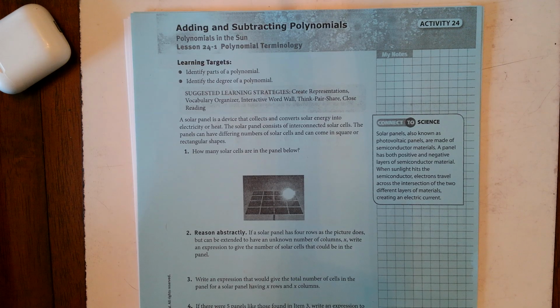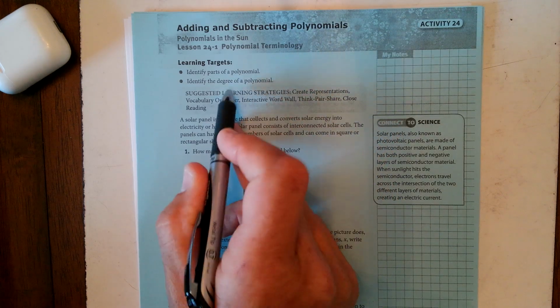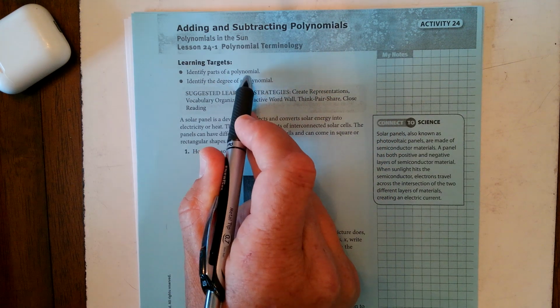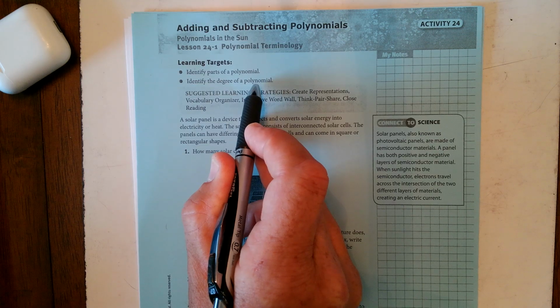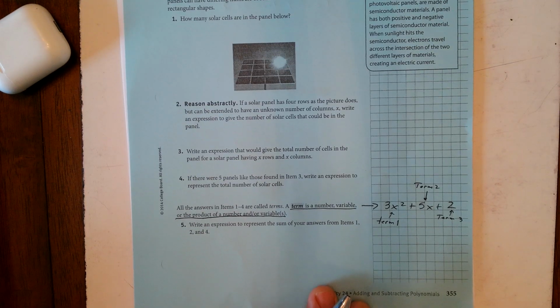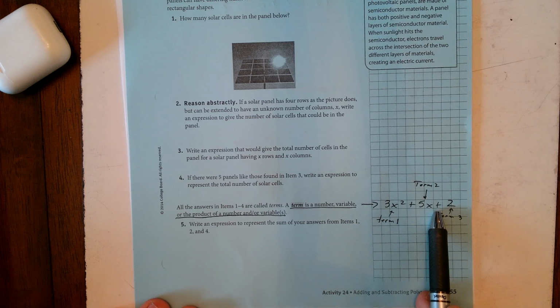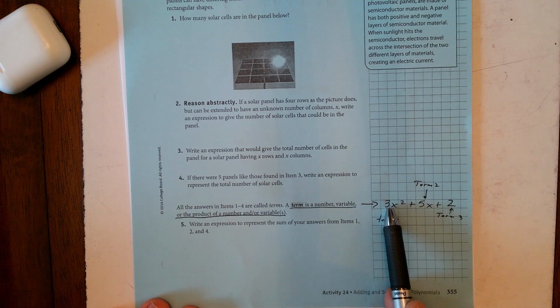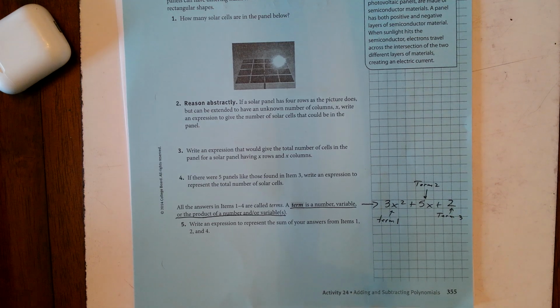Okay? All right. So now we're adding and subtracting polynomials, and we're learning about polynomials today. We're going to identify parts of a polynomial and identify the degree of a polynomial. We have to know what a polynomial is in the first place. I'm going to give you an example of one down here below. Okay? And I've written it over here on the right-hand side. And this is a polynomial, 3x squared plus 5x plus 2. We have to understand some things about it.